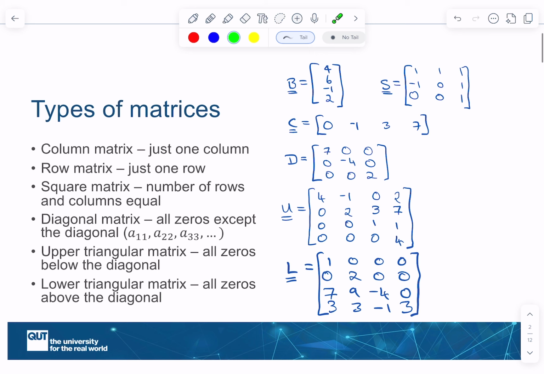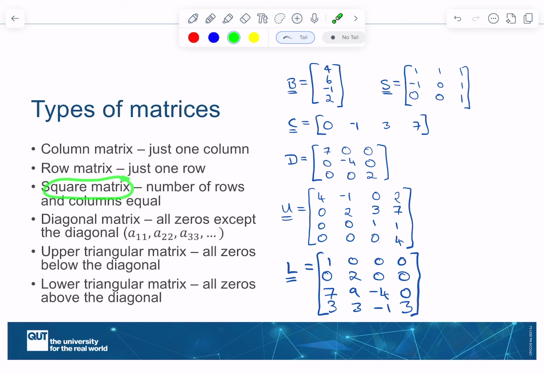So another little bit is to talk about types of matrices. This is useful for various purposes, but sometimes we'll be trying to find matrices of different types, so it's good to have names for them. The first one is the column matrix. Here, B is an example. It's just a matrix that has just one column. So you can see there just the one column. And of course, we also then have a row matrix, which is a matrix made up of just one row.